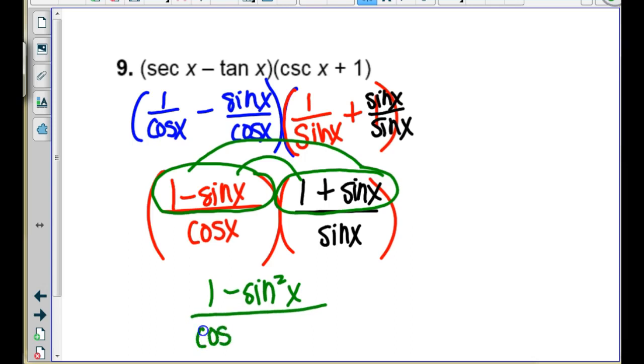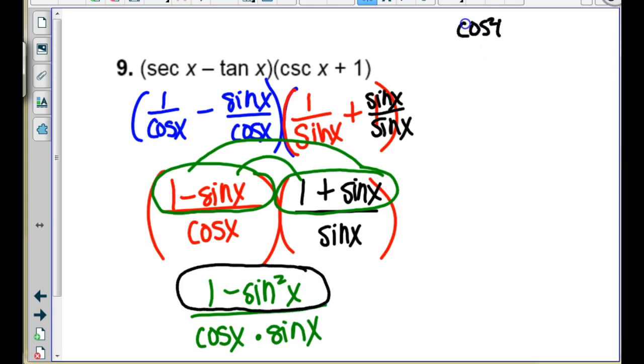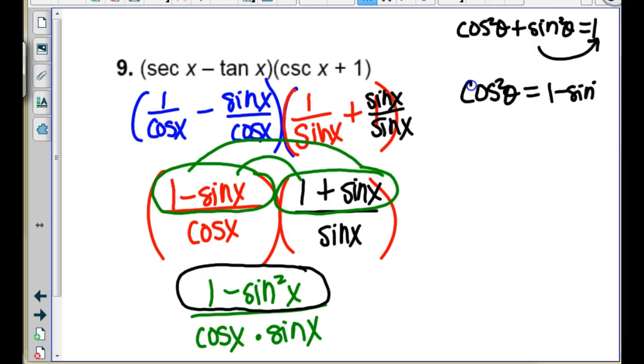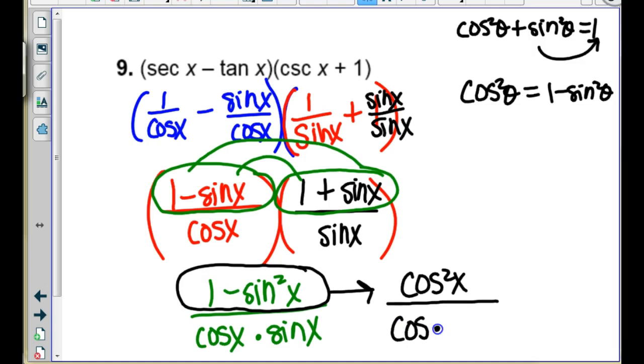Now, in the denominator, we do have both a cosine and a sine, but let's not worry about it yet, because this is a trade you should recognize. If you knew that cosine squared plus sine squared equals 1, then what would happen if I subtracted that over there? I'd have cosine squared equals 1 minus sine squared. So this top trades out for a cosine squared, and then we have over a cosine times a sine.